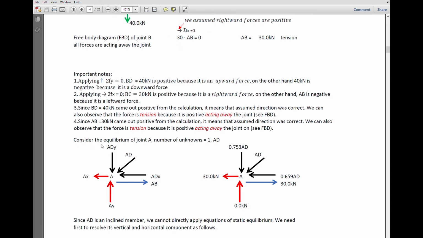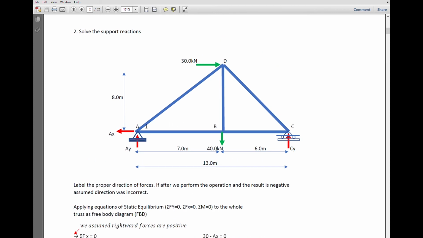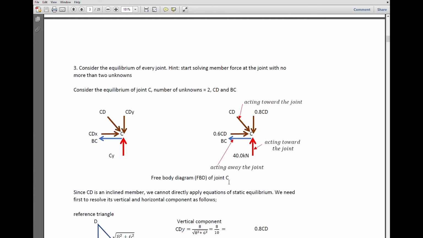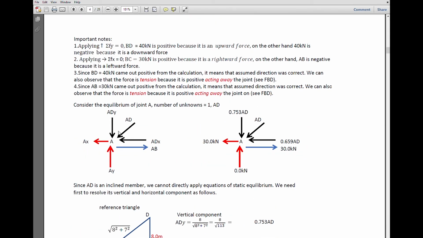Okay, so next we consider the equilibrium of joint A. So, number of unknowns is equal to 1. So, unknown na lang ito kasi iisa na lang siya. Okay, so at joint A, pag tinignan natin yung truss, oo nga naman, iisa na lang unknown, itong AD na lang. Bakit? Kasi nasolve na natin yung AB, considering the equilibrium of joint B. So, AD na lang ang unknown. So, balikan na natin. So, yung AD guys, that is an inclined member. Kaya kailangan din nating masolve yung vertical at saka horizontal component niya.